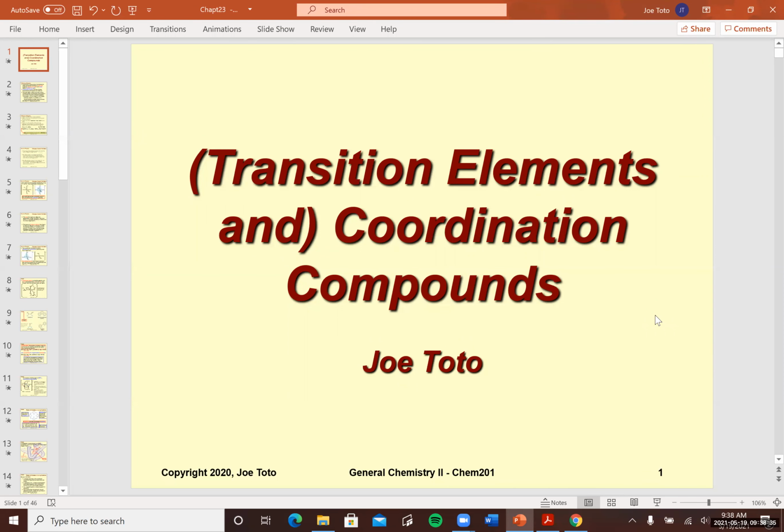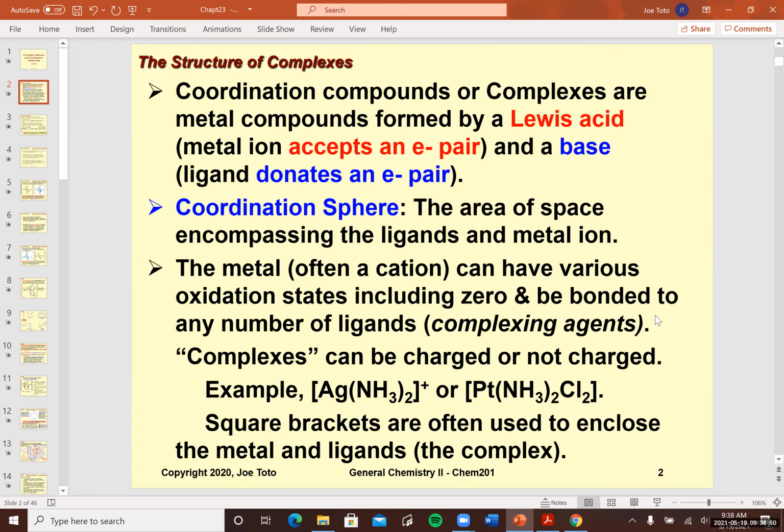All right, so last time we talked about transition elements and coordination complexes, at least an introduction, some of the definitions that go along with that field of chemistry. So we talked about what coordination spheres were. They contain the metal and the ligands.